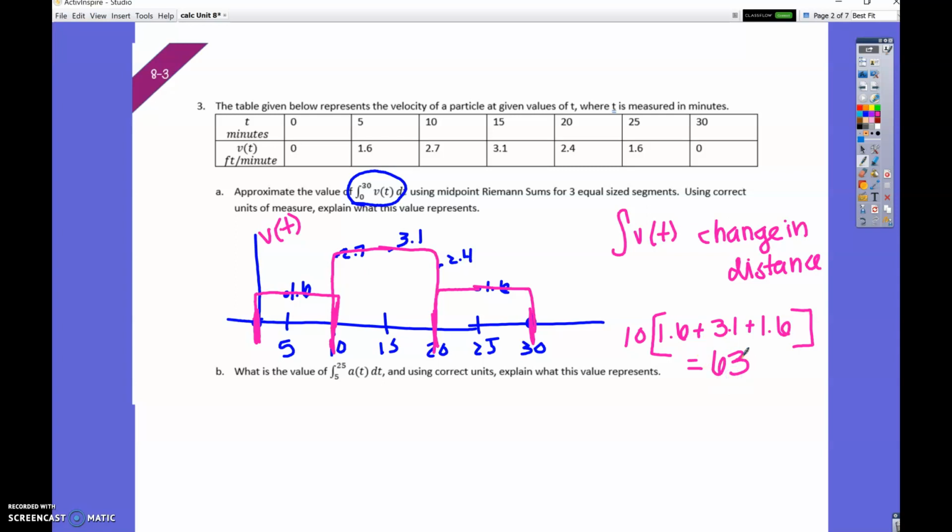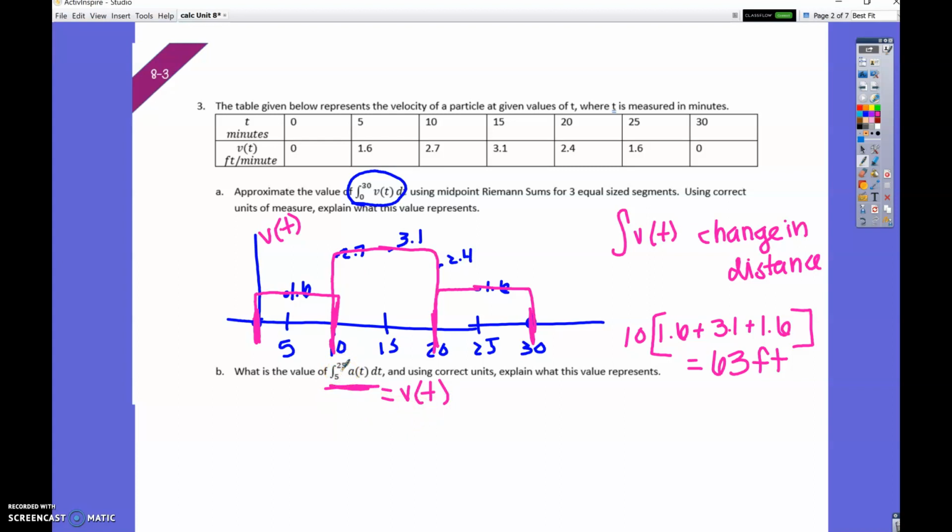Now remember units. So if velocity was in feet per minute, when we antiderive velocity, it will give me the amount of feet that that particle has traveled from 0 to 30. So if the integral of velocity is position, or your displacement, when they want us to integrate acceleration, that's going to give us the velocity that it has changed over a certain time span.